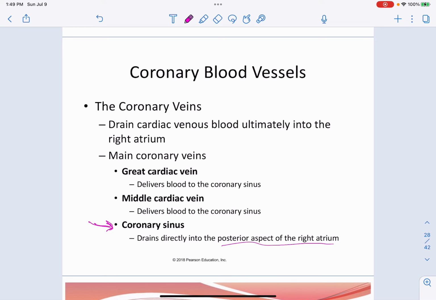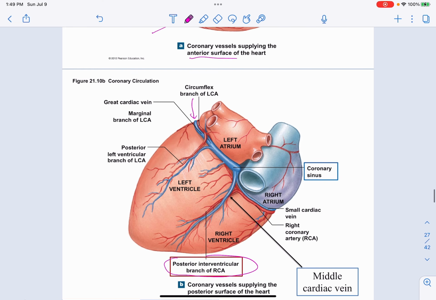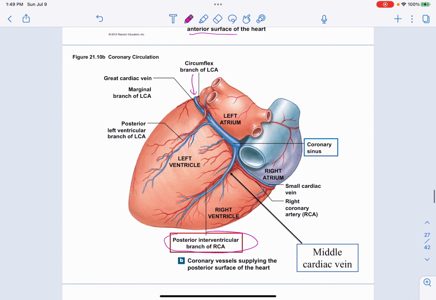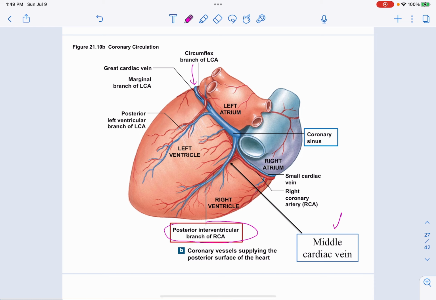just as the superior and inferior vena cava drained into the right atrium. All right, so the major veins that I want you to know are the great cardiac veins and the middle cardiac veins. So let me take you to the anterior view of the heart. You can see the great cardiac vein here. And here we see the middle cardiac vein. And again, all of these veins, here's that great cardiac vein again, all of them are going to lead to what's called the coronary sinus.